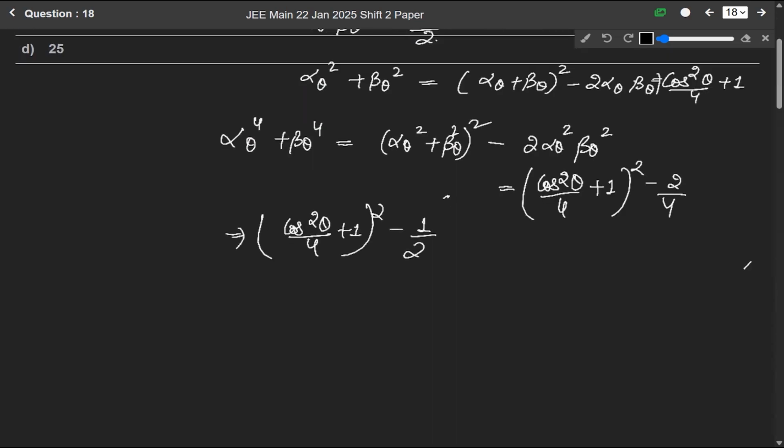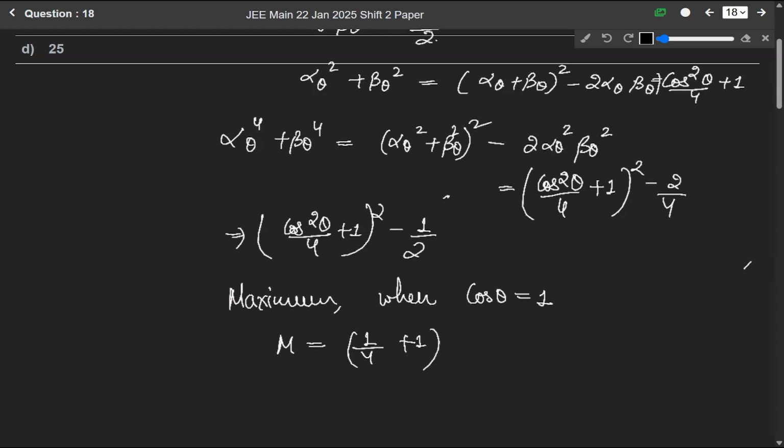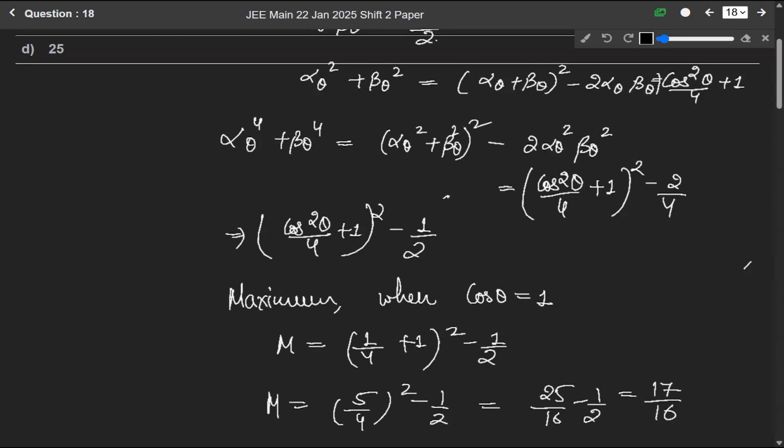Okay. So now the maximum. It will be maximum when cos theta is equal to 1. So the maximum value will be equal to (1 over 4 plus 1) whole square minus 1 by 2. So capital M will be equal to (5 over 4) whole square minus 1 by 2, which is 25 over 16 minus 1 by 2. So it will be equal to 17 over 16.